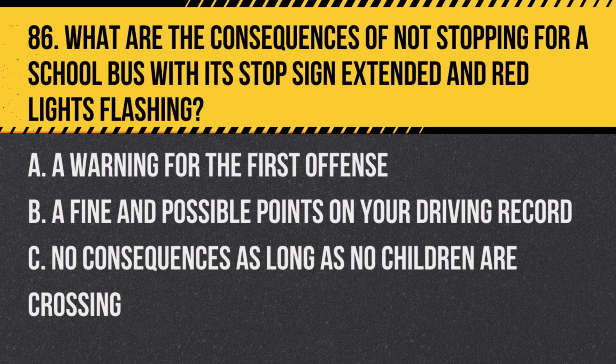Question 86. What are the consequences of not stopping for a school bus with its stop sign extended and red lights flashing? A. A warning for the first offense. B. A fine and possible points on your driving record. C. No consequences as long as no children are crossing. Answer: B. A fine and possible points on your driving record. Failing to stop for a school bus is a serious offense with legal consequences.